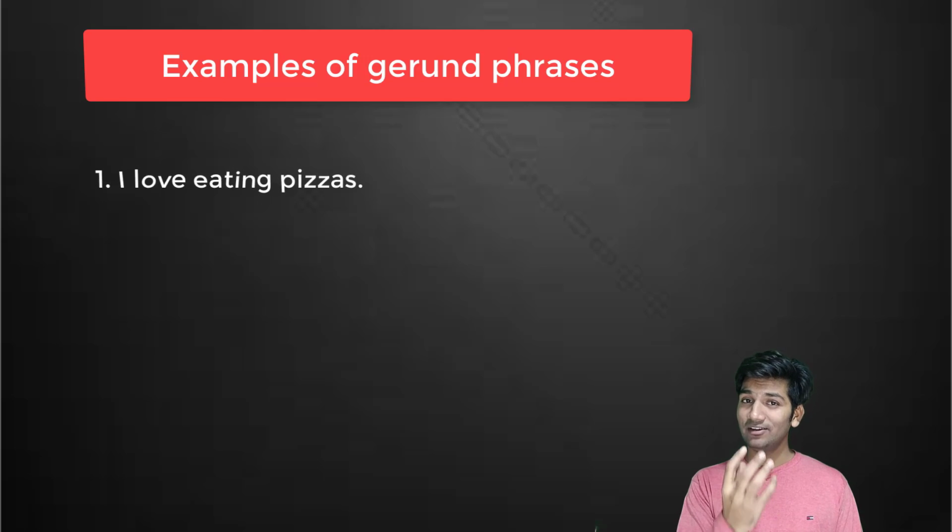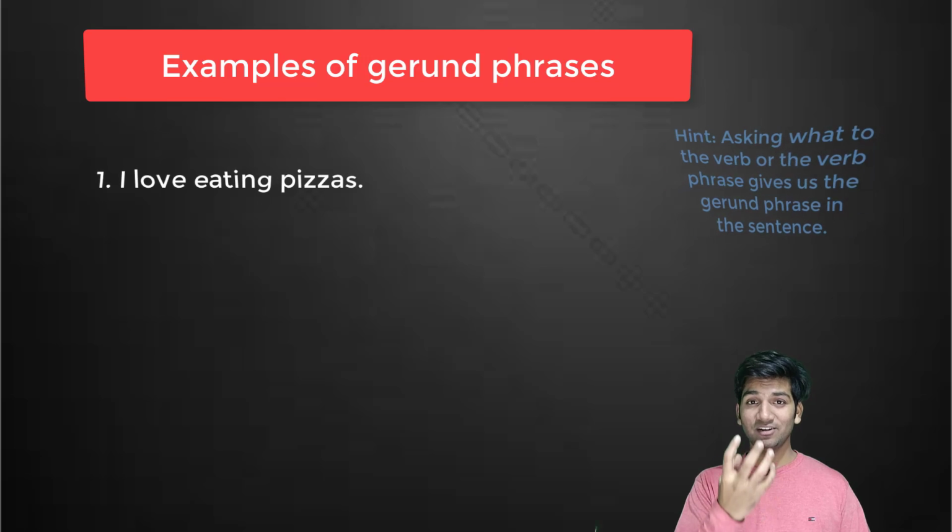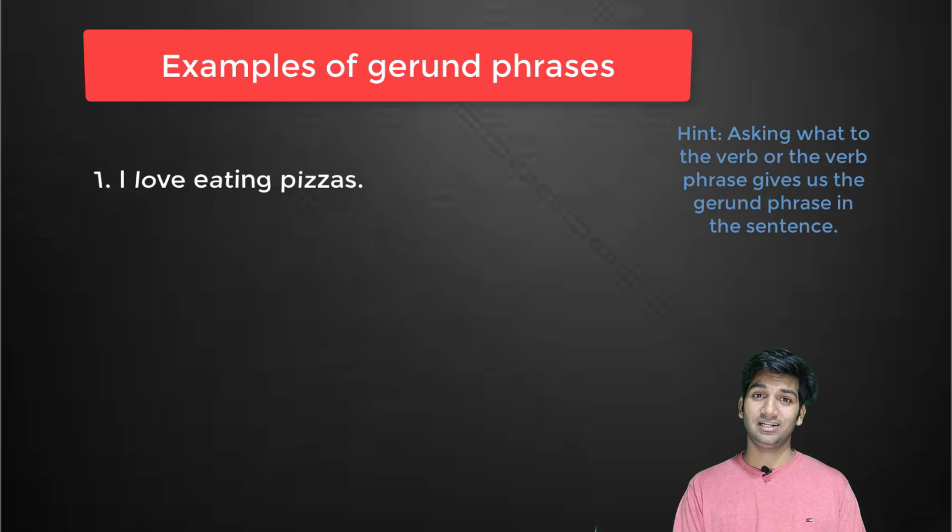Guys, let me make your life easier. If you want to find a gerund phrase, all you got to do is ask the question what to the verb and you'll get your gerund phrase. Yes, that's how easy it is. You don't believe me? You will in a second. Let's apply this here. I love eating pizzas. I love what? Eating pizzas. Eating pizzas is my gerund phrase here.